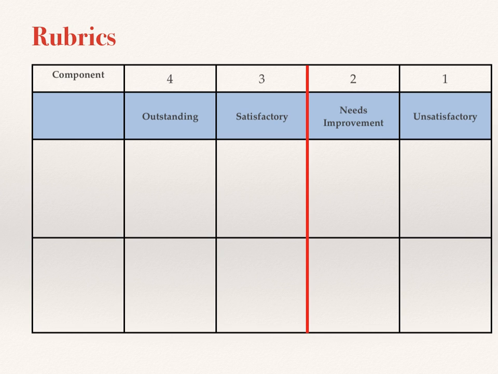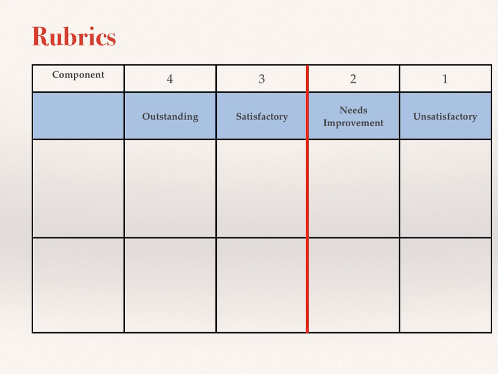The components and their rubrics are presented on a grid like this one. The red line on the grid is a way of stressing that scores of 4 and 3 are considered satisfactory, while scores of 2 and 1 are considered unsatisfactory.